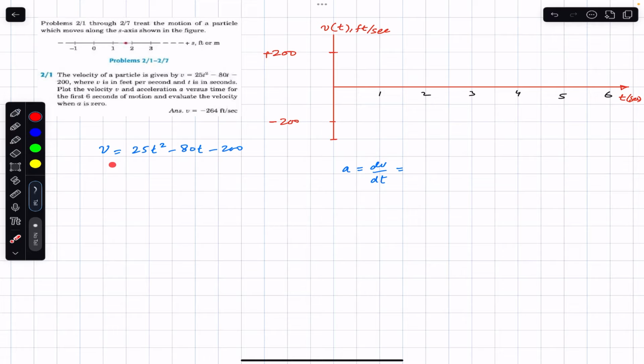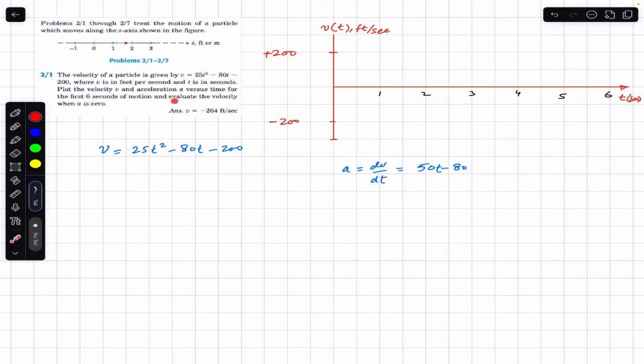If we take the derivative of this equation, this will be 25 into 2, so that will be 50t, and the derivative of minus 80t will be minus 80, and the derivative of the constant, minus 200, is 0. So this is the acceleration as a function of time.